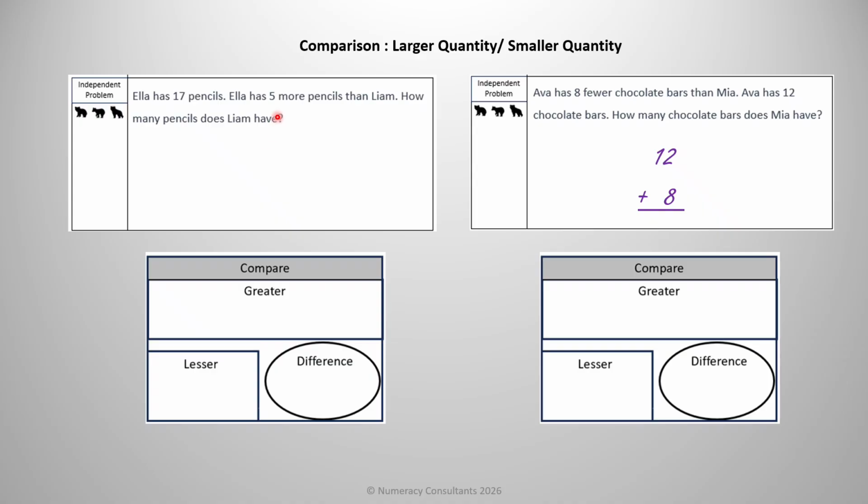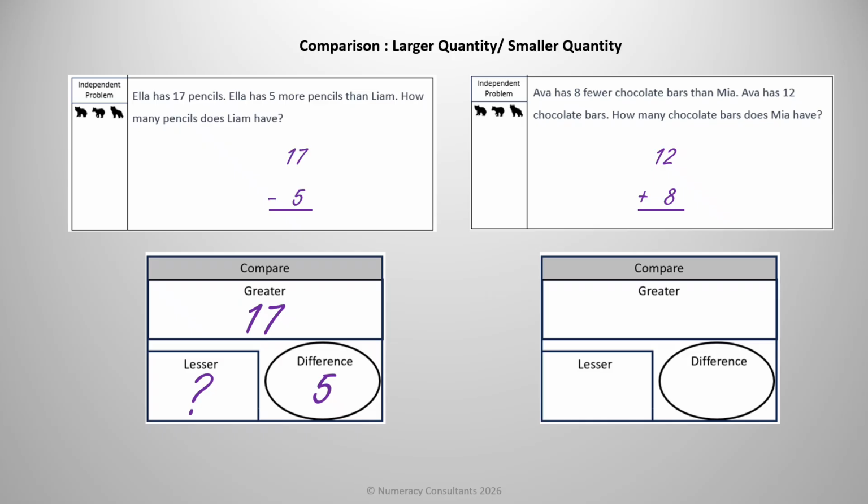And as you can tell already, what's tricky for kids is we already know what the greater is. Ella has 17 pencils, and they're telling us Ella has 5 more pencils than Liam. So if she has 5 more pencils than Liam, right? So we know the greater is 17. Now we don't know how many Liam has, right? But we do know the difference is 5. So the difference between what Ella has and what Liam has is 5. So what we're doing, we have to solve for the lesser, and we don't know what the lesser is.